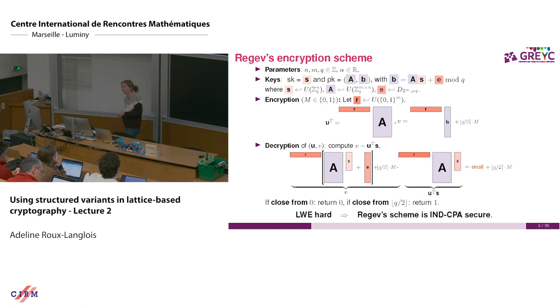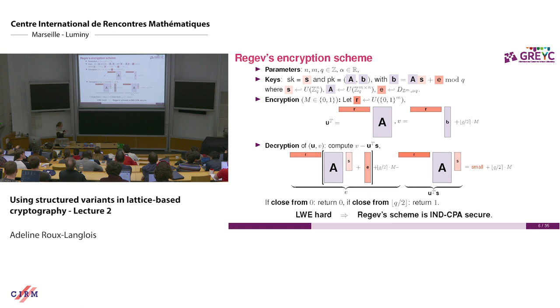You have a key gen algorithm which generates your keys, a secret key and a public key. The secret key is S, your secret. The public key is (A, B). Your encryption scheme allows you to encrypt one bit here, so it's just an example. We will see today that we can do much better than one bit. To do that, you sample a random R, which is binary, and you multiply A by R and B by R. And when you multiply B by R, you add Q over 2 times M, which is either 0, or Q over 2.